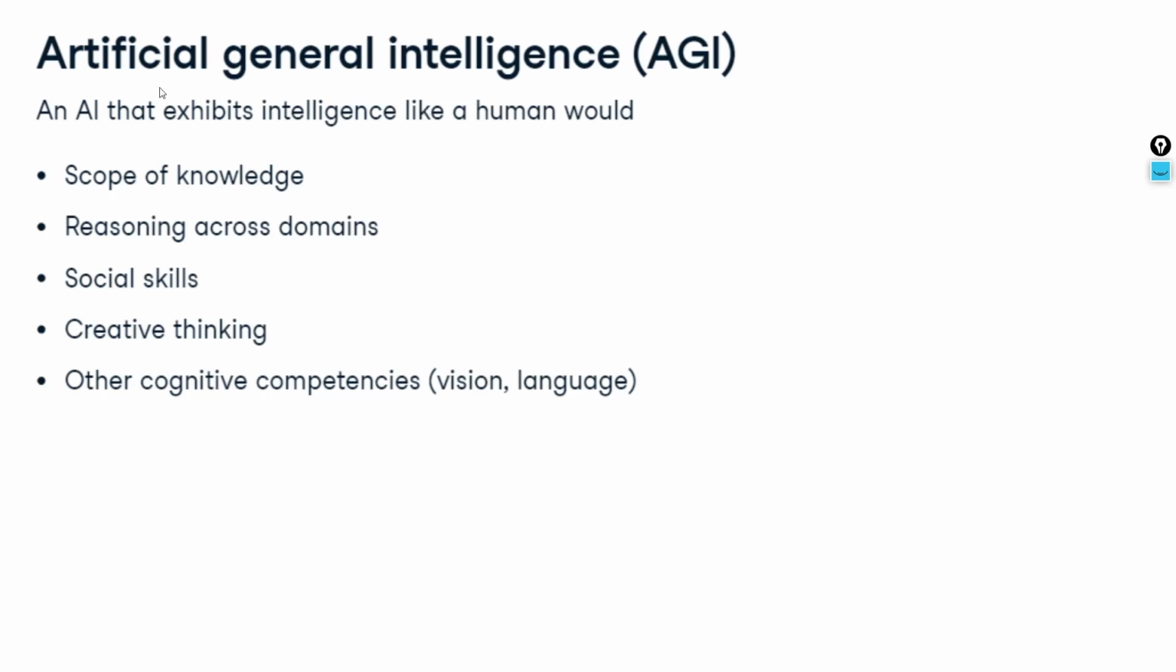Just to summarize, artificial general intelligence exhibits intelligence like a human. It has a scope of knowledge, reasoning across domains, social skills, creative thinking, and other cognitive competencies like vision and language.